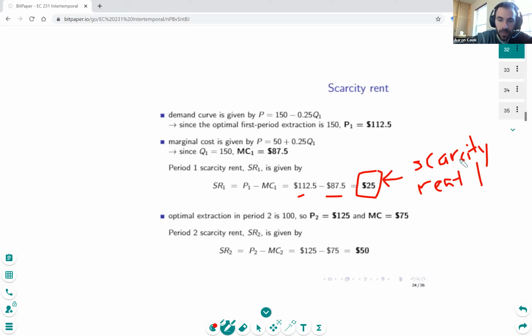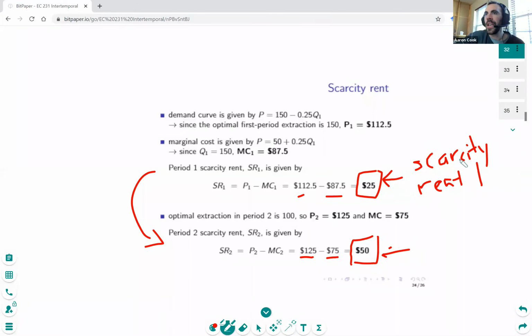And then in period two, the markup is higher. They mark it up to 125 because they can, because there's fewer units available. People are willing to pay more because there's less available. 125 is the price the market will bear when there's only 100 units available. 75 is the marginal cost for those 100 units, or for the 100th unit rather. And so the scarcity rent in period two is 50. Notice that the scarcity rent between period one and period two has doubled. It's gone from 25 to 50.